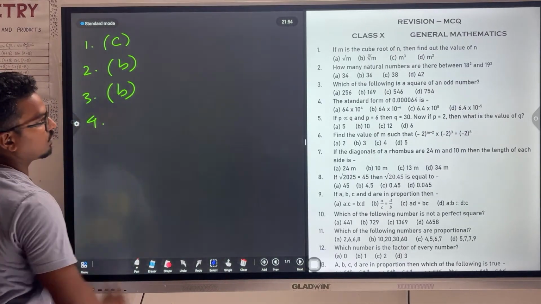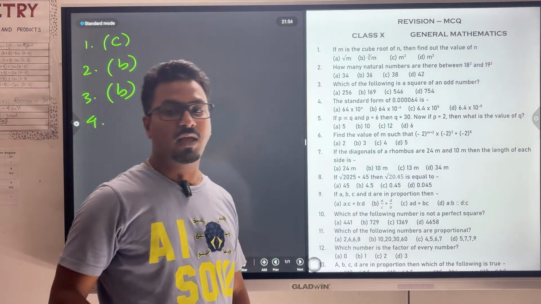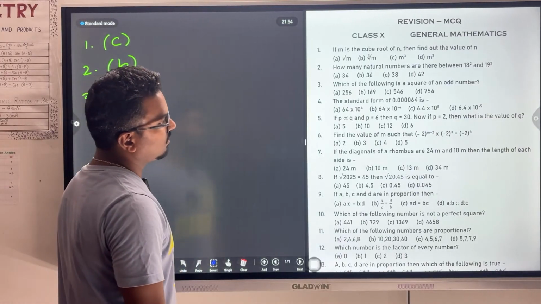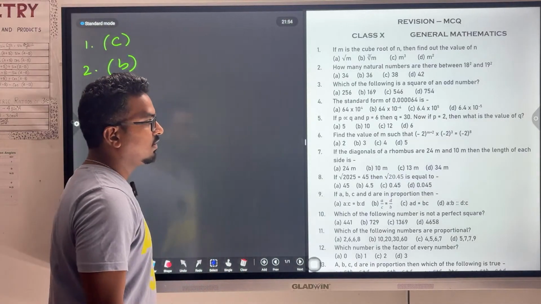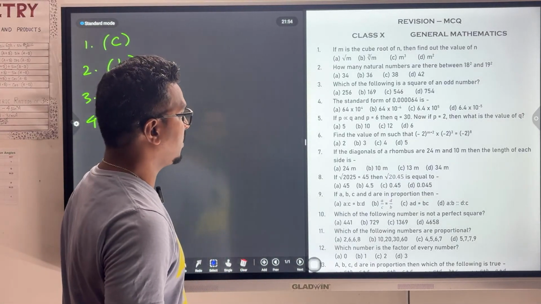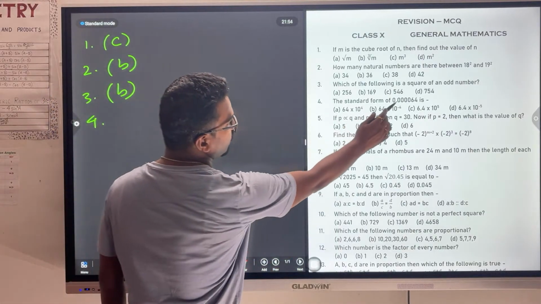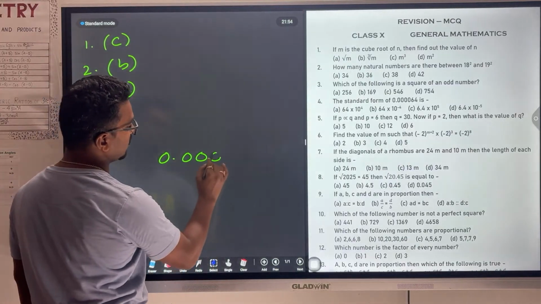Next, question number 4. All these questions came in exams. So now all the high secondary questions, matric questions, SSLC exam questions. Next question is given, the standard form of 0 point something.